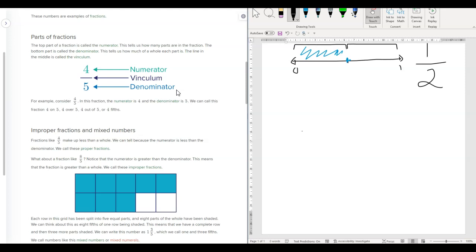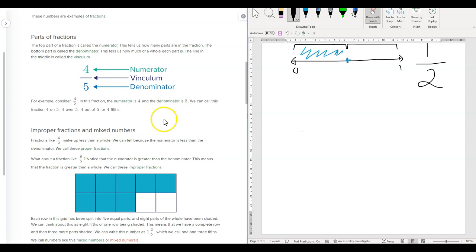Now the line in between does have a name. It's called a vinculum, as we can see there. Now, while that term is not as important to remember, it's certainly good to try and remember, but it's not usually going to be shown in the test or anything like that. But it's a great piece of trivia if nothing else, so it's always good to try and remember it. But numerator and denominator are really important, and you're going to need to know those names.